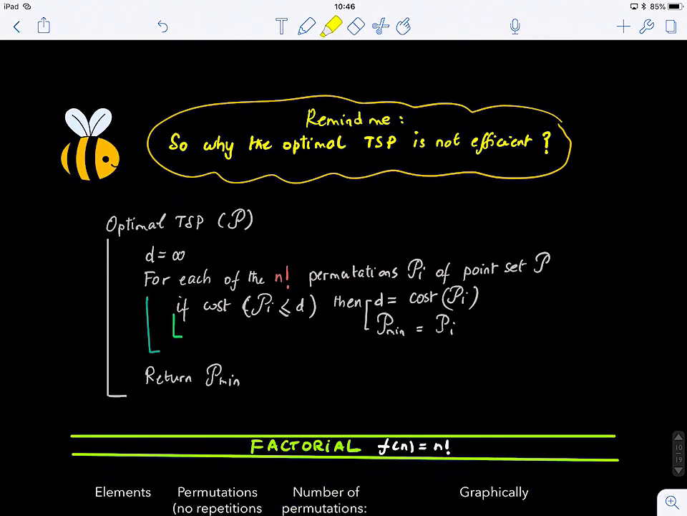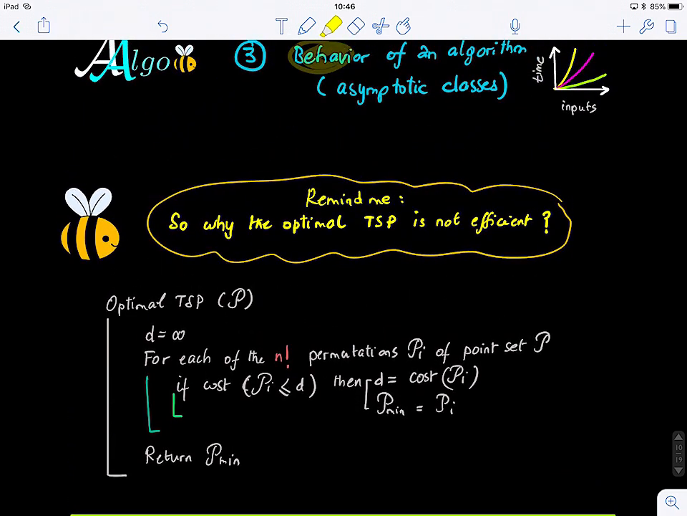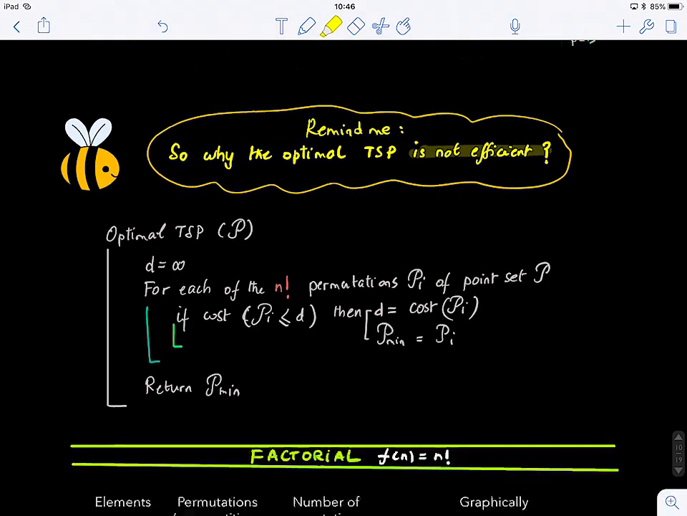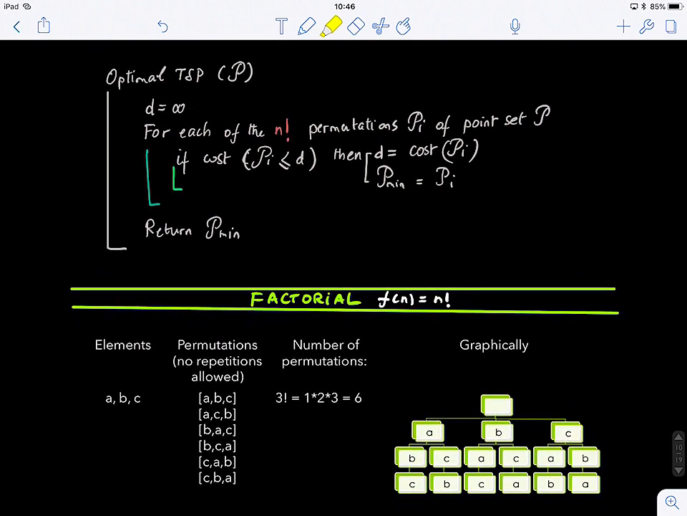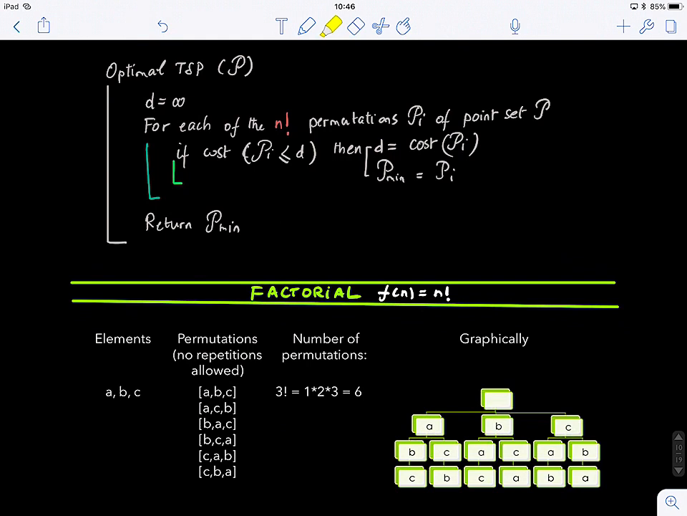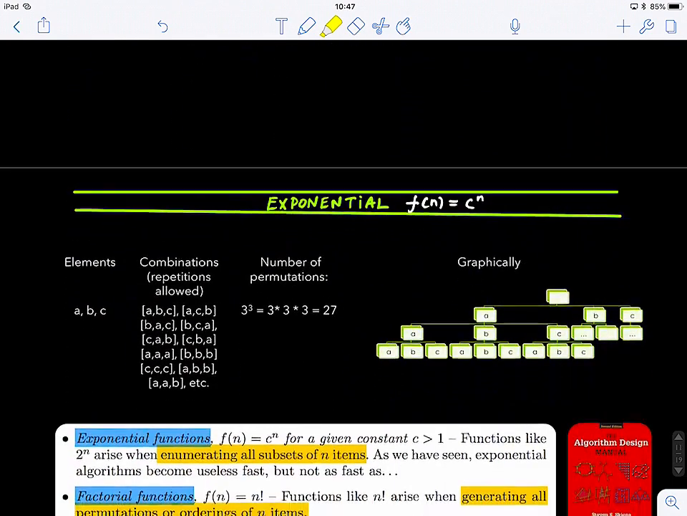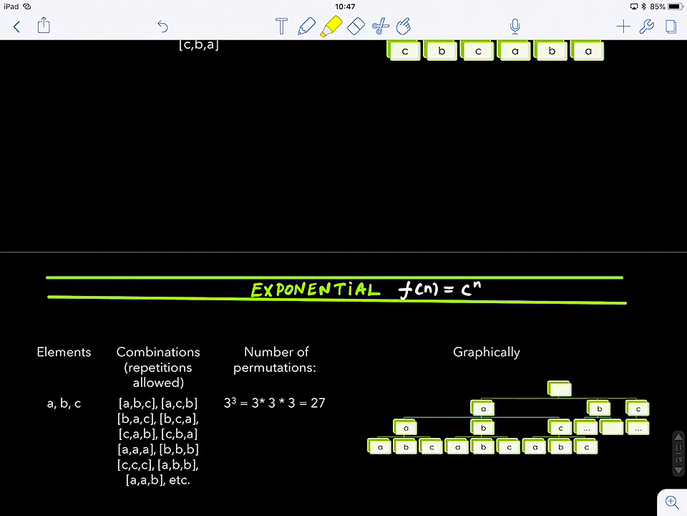So far we have seen that for the TSP, we can find a correct solution, but the correct solution is not efficient, because it has a factorial running time, which is not good. And there is another thing that I would like you to remember. Just as a revision, factorial counts the permutations of a sequence with no repetitions allowed. But there is also the exponential function. These are two things that you need to remember when we talk about algorithms and their time complexities or time behavioral patterns. So what is exponential?